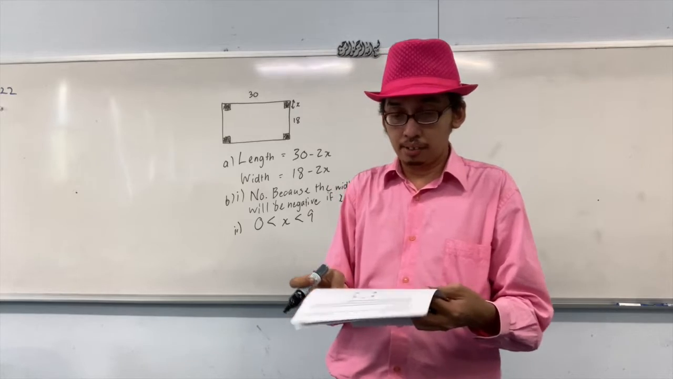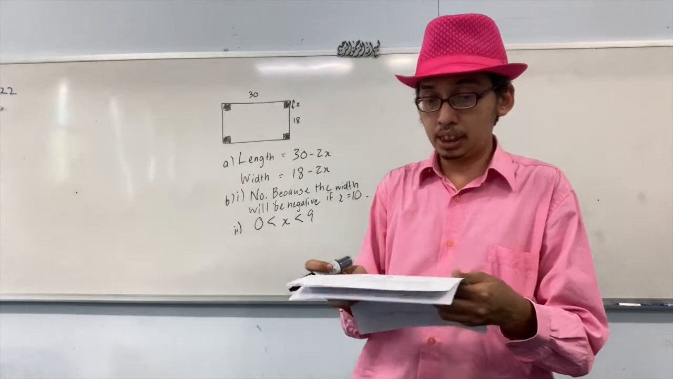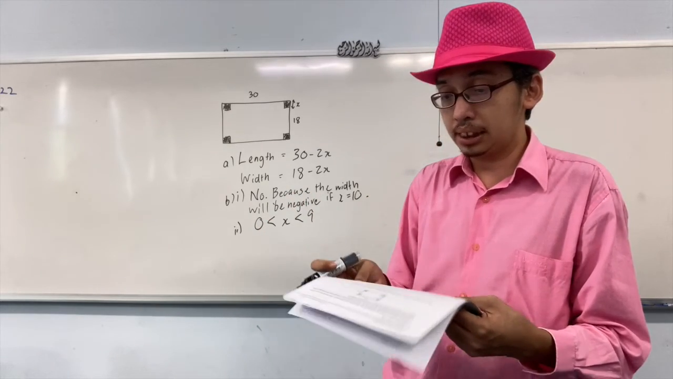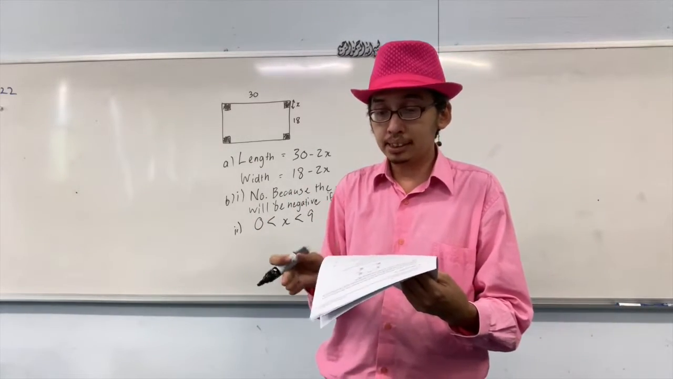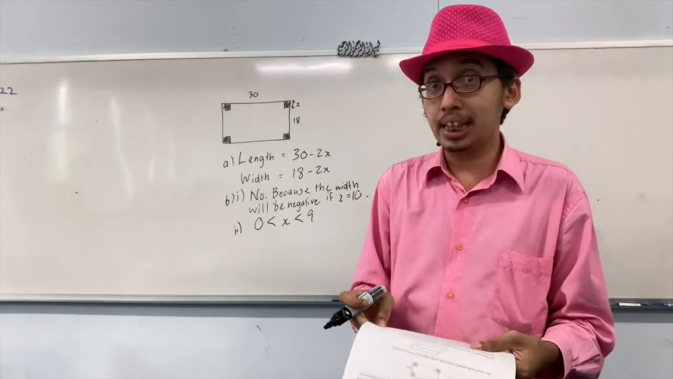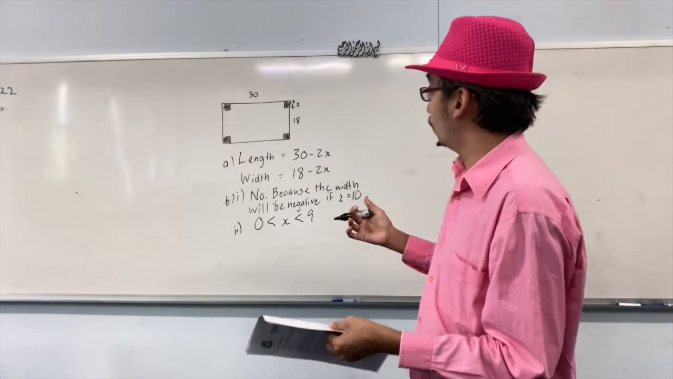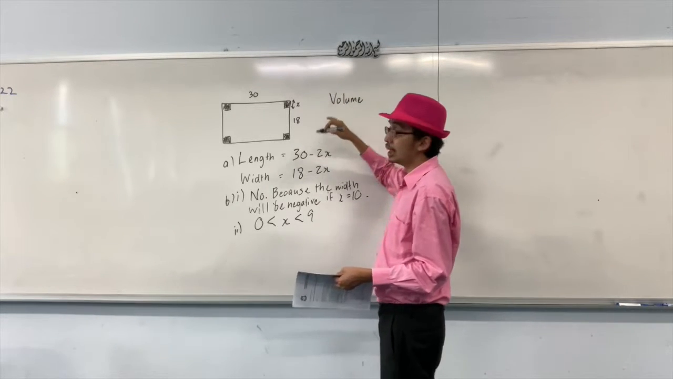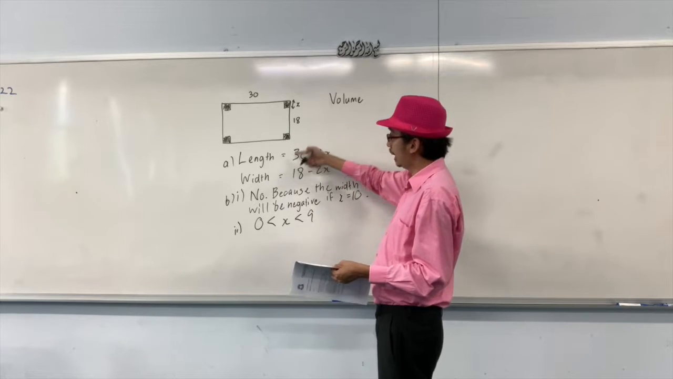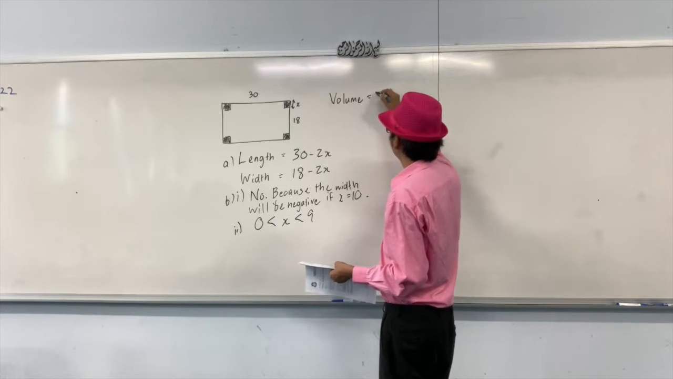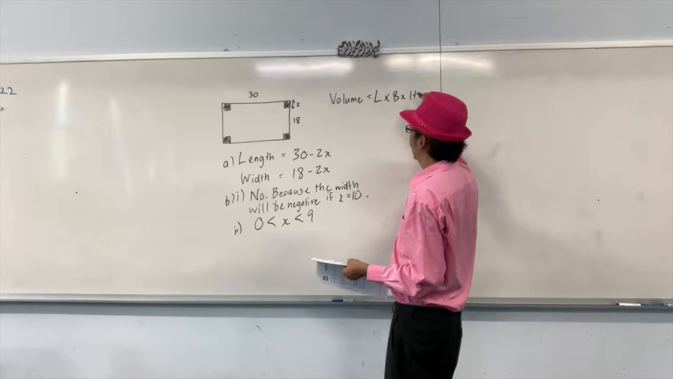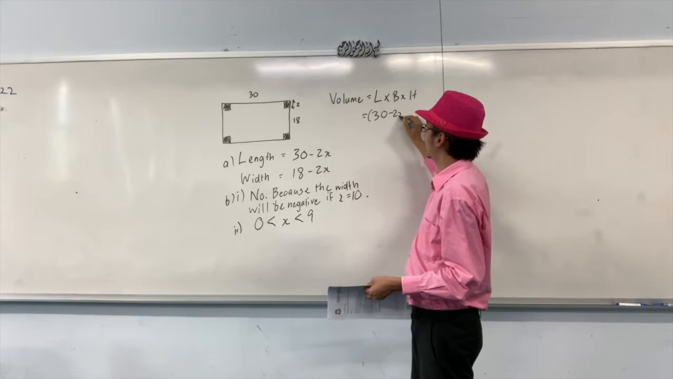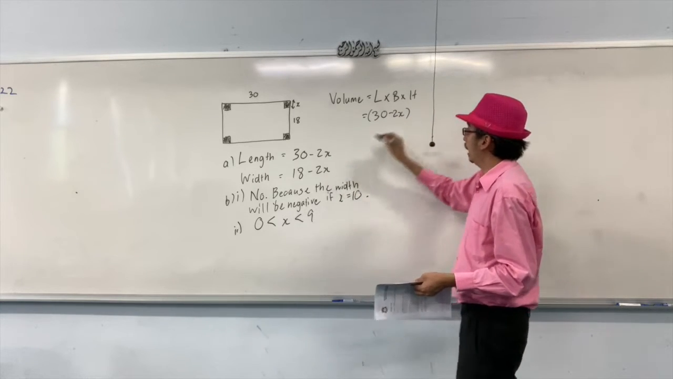The next question, part C: show that the volume V of the box is given by V equals 4x cubed minus 96x squared plus 540x. We need to use our volume formula, which is length times breadth times height, or in this case, length times width times height. So I write L times B times H. For the length, we copy 30 minus 2x, and for the width, I'll copy again.